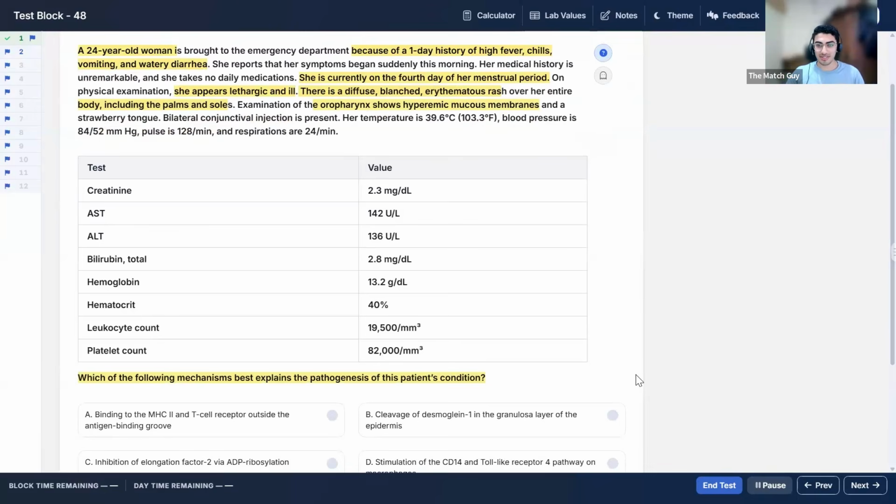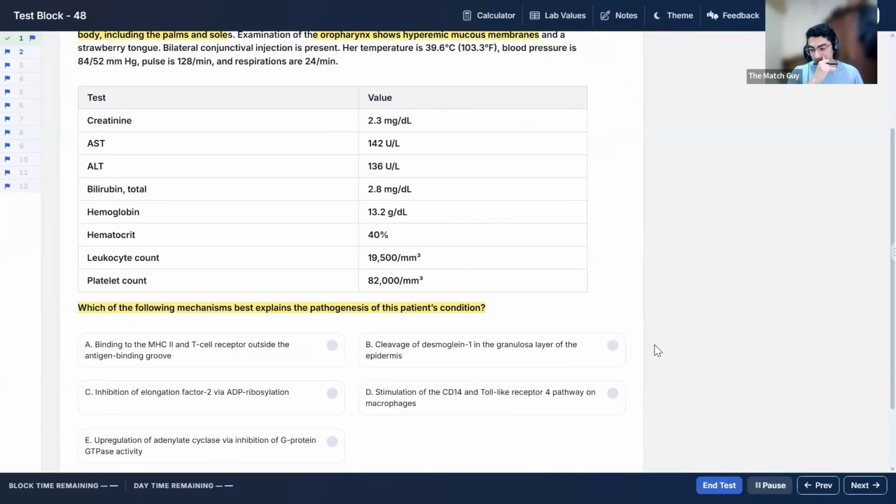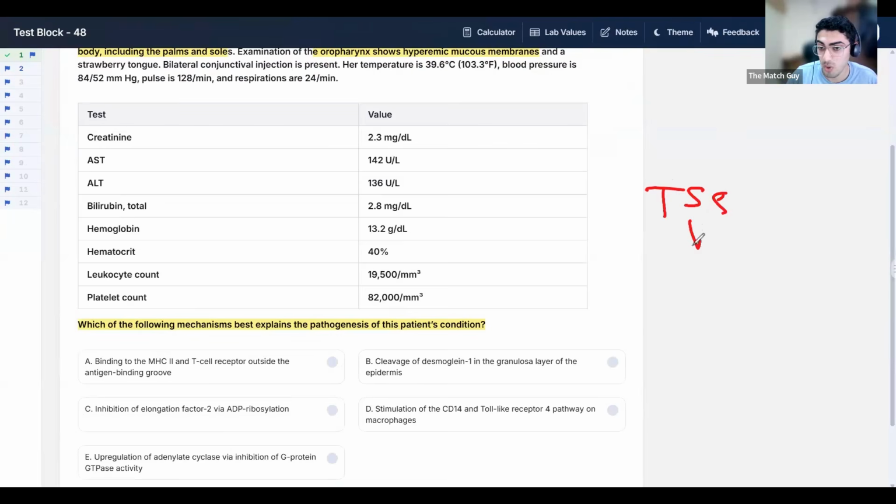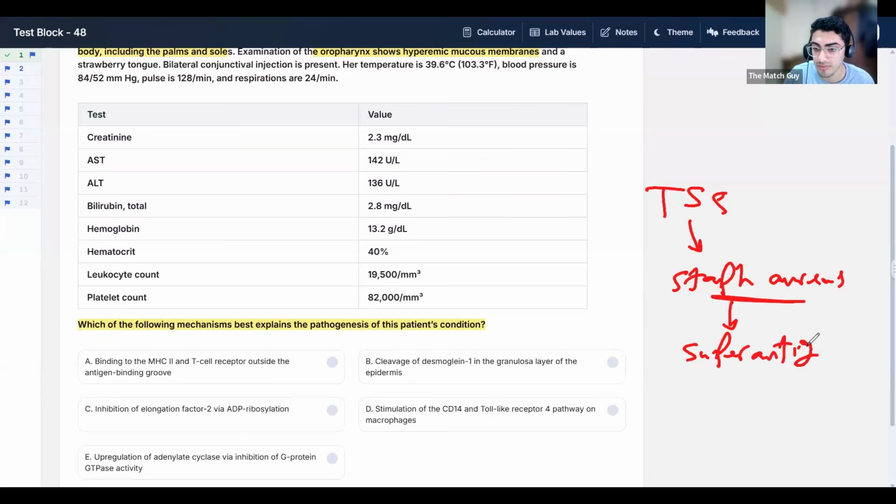Can someone tell me what this presentation is? Toxic shock syndrome. Okay. This patient is presenting with toxic shock syndrome. This is caused by a Staph aureus infection. The patient will have fever, rash, hypotension. So what is the cause of all these symptoms, guys? The cause is something called superantigen.